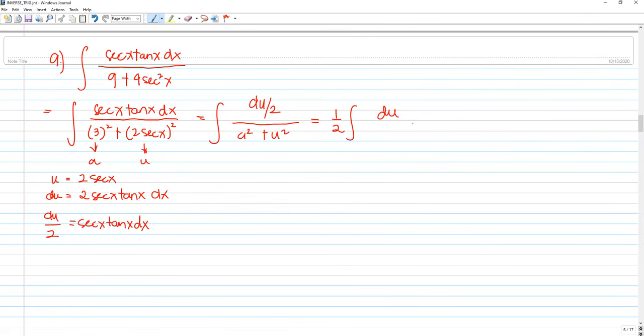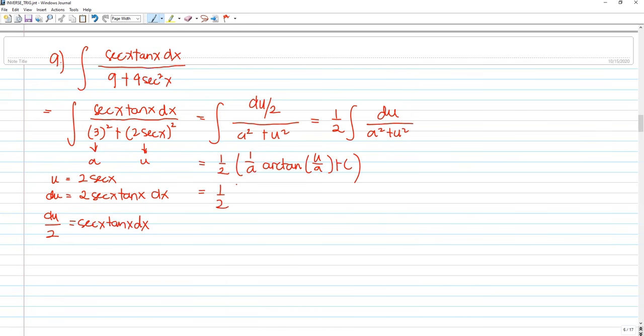We have du all over a squared plus u squared, of which we know this form is in terms of arctan. 1 over a arctan of u all over a plus c.